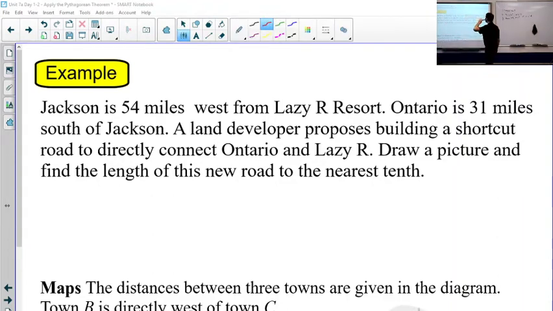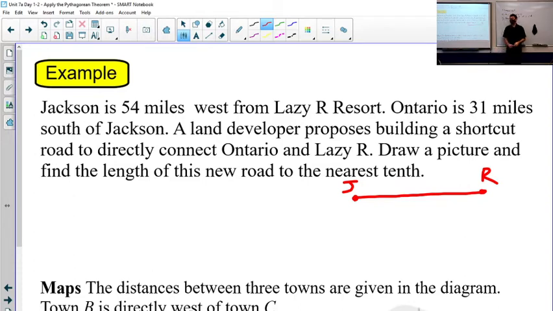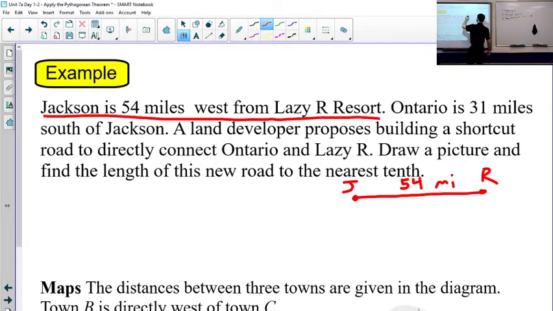Jackson is 54 miles west. That means Jackson's one on the left of the resort. So we'll call the resort R. And this distance is 54 miles. So that takes care of this sentence.